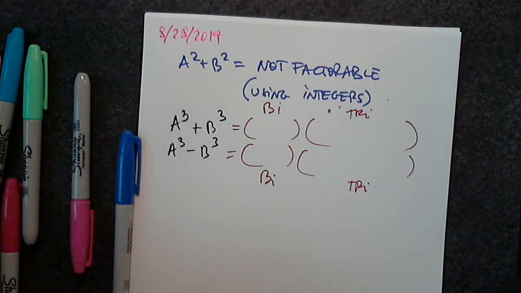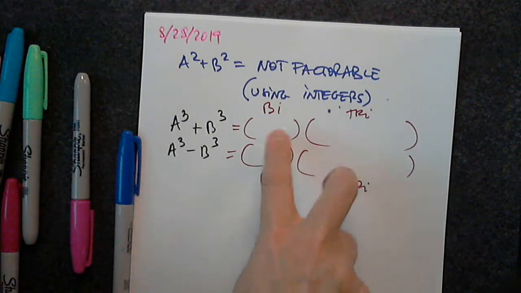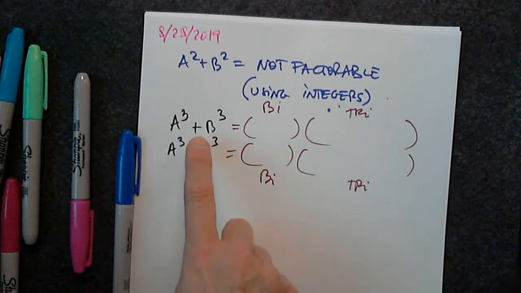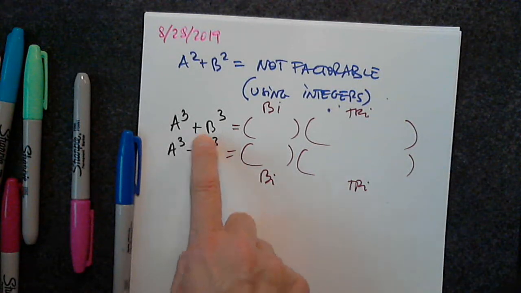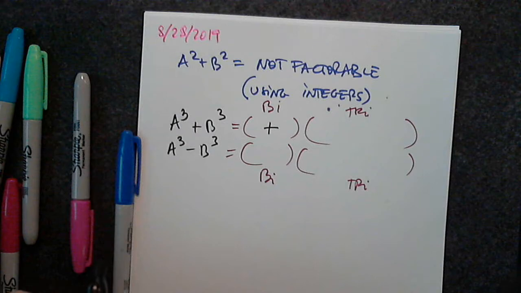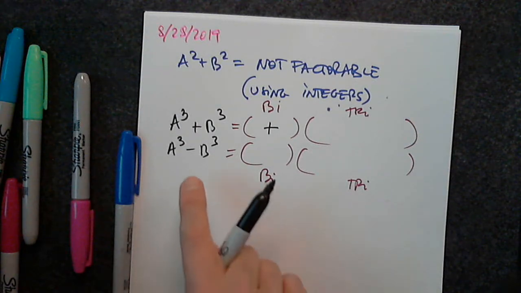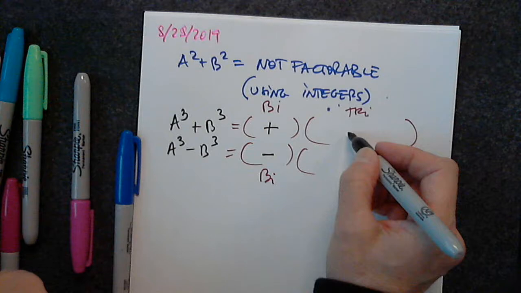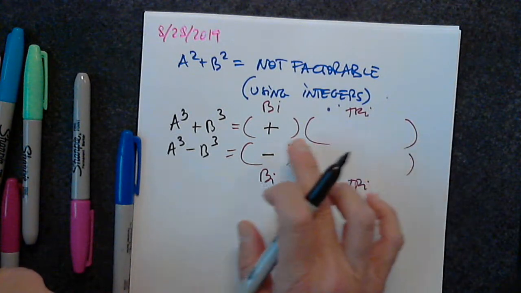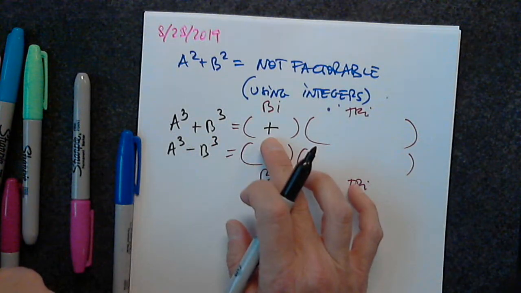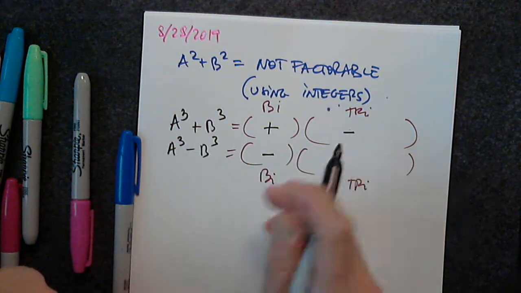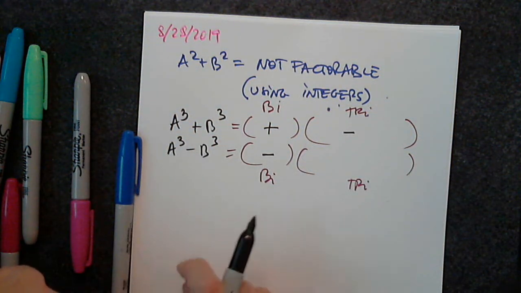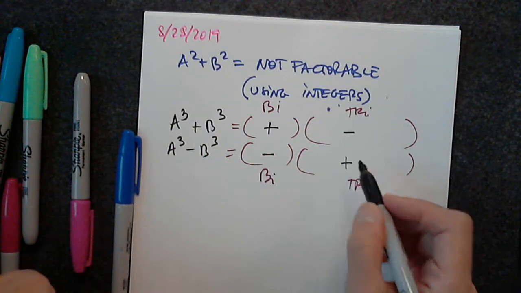First, we will talk about the sequence of signs. And then we will figure out what goes in here and what goes in here. If we factor the sum of cubes, the binomial will have the sum. If we factor the difference of cubes, the binomial will have the difference. Right here in the middle of the trinomial, there will always be the opposite sign. If these are positive, I'll have a minus in there. If these are negative, in the middle I'll have a positive.